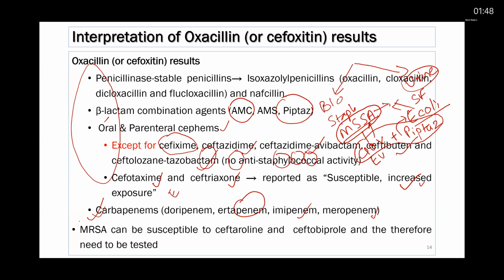The MRSA isolates may be susceptible to fifth generation cephalosporins like ceftaroline and ceftobiprole. So they need to be additionally tested. They need to be separately tested for these. You cannot give fifth generation cephalosporin blindly to any MRSA. They have anti-MRSA activity, but that needs to be documented through susceptibility testing.